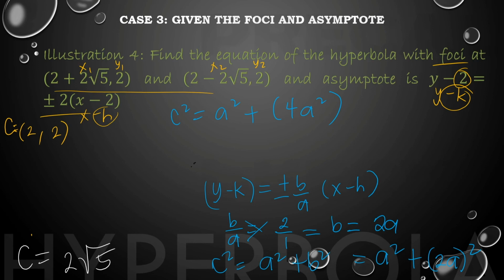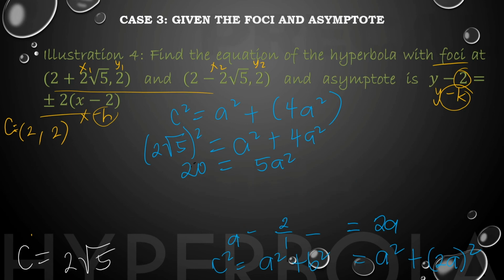So, direct sub lang natin yung c squared. So, c natin is 2 square root of 5. 2 square root of 5 squared is equal to a squared plus 4a squared. So, yung 2 square root of 5 squared is equal to 20. So, magiging a squared plus 4a squared is equal to 5a squared. Divide natin both side by 5. So, magiging a squared is equal to 4. So, a is equal to square root of 4, which is 2.